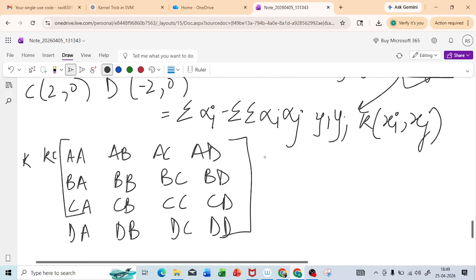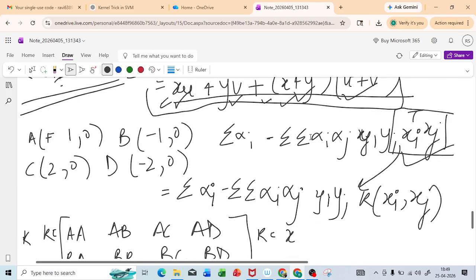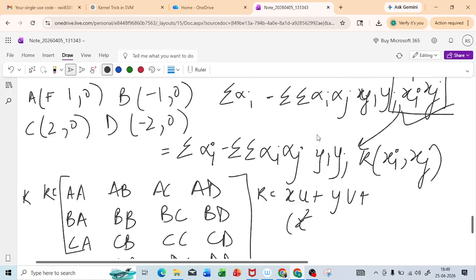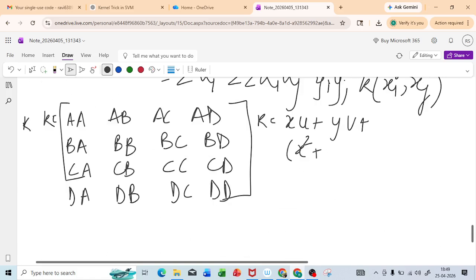Also let me write what the kernel is. The formula for the kernel which we found was xu plus yv plus x square plus y square into u square plus v square. Okay, so for these points we will need to calculate this.